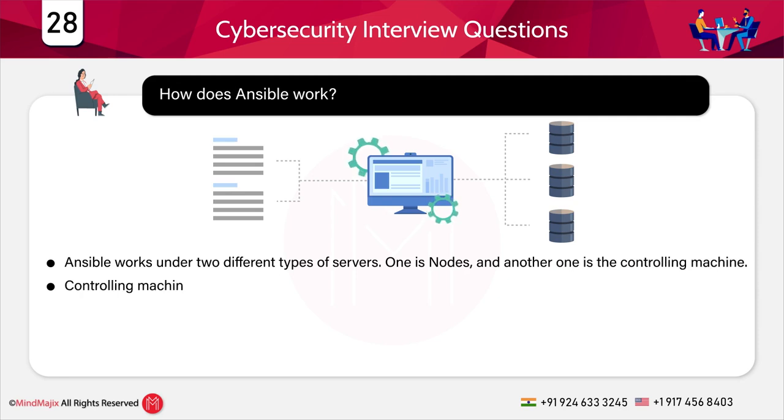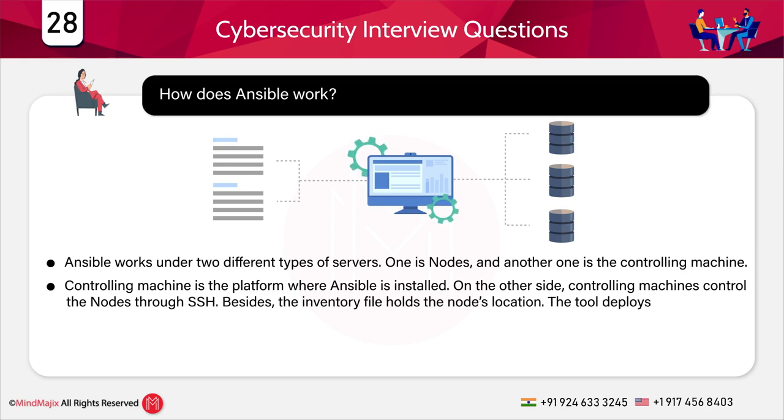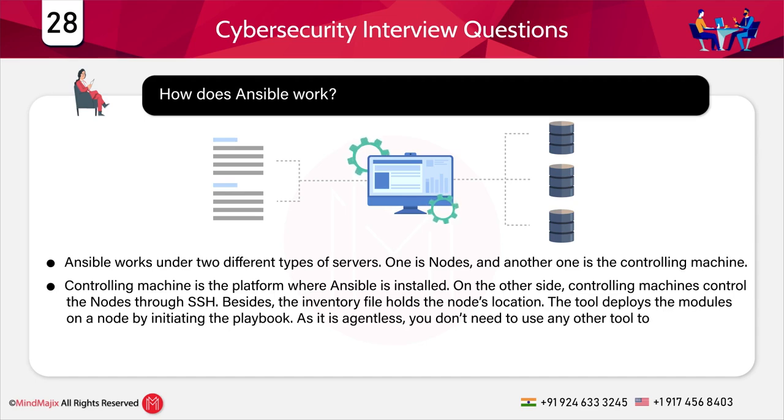The controlling machine is the platform where Ansible is installed. The controlling machine controls the nodes through SSH. Besides, the inventory file holds the nodes' locations. The tool deploys modules on a node by initiating the playbook. As it is agentless, you do not need to use any other tool to control the process.